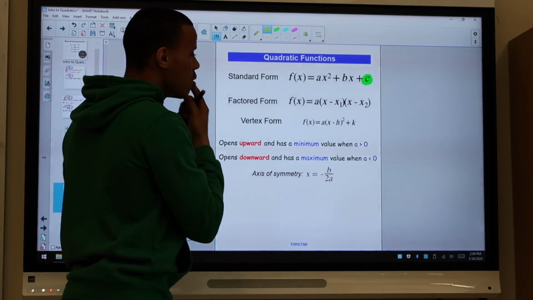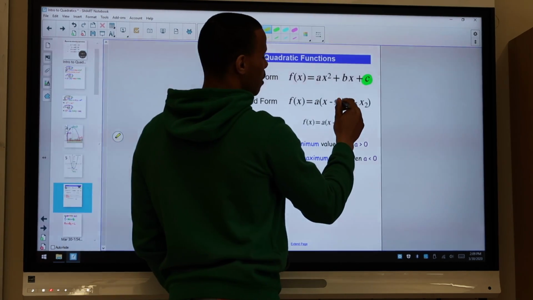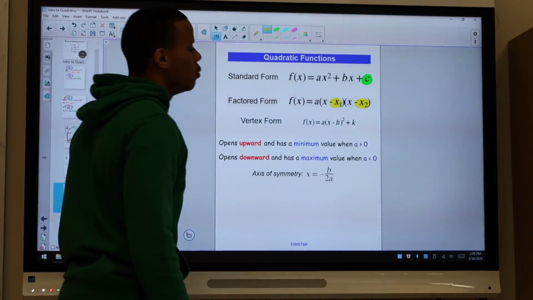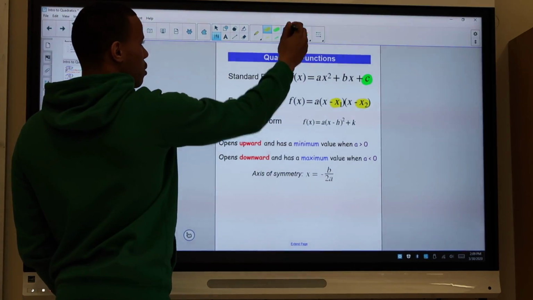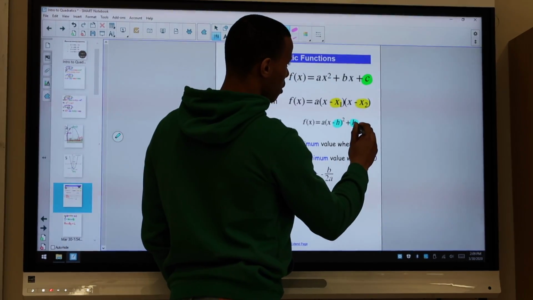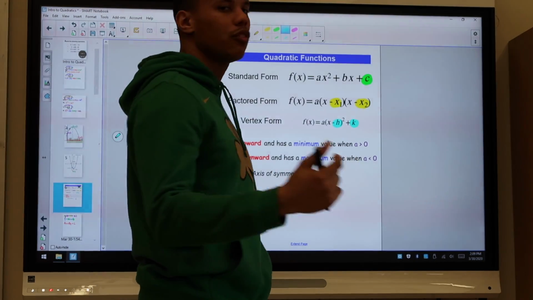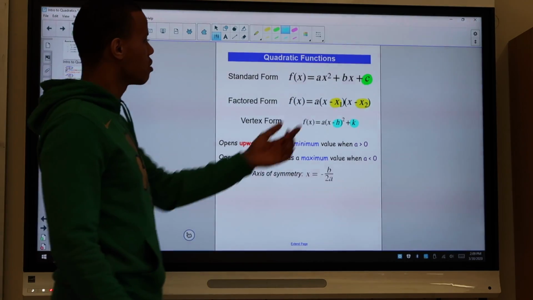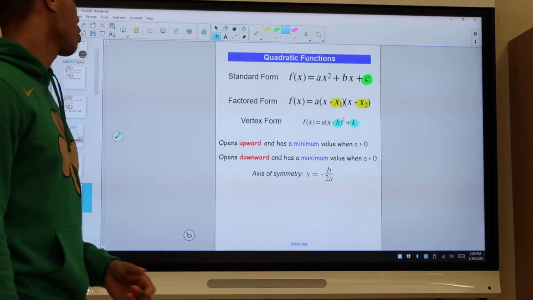Now, for the second one, the factor form, there's something special about these 2 points, which we will talk more about as we move forward. And for your last one, there's something special about these 2 points here. So each form will give you a different piece of information about your graph. For now, we're just going to concentrate on the standard form, and then we'll do the factor form and then the vertex form.